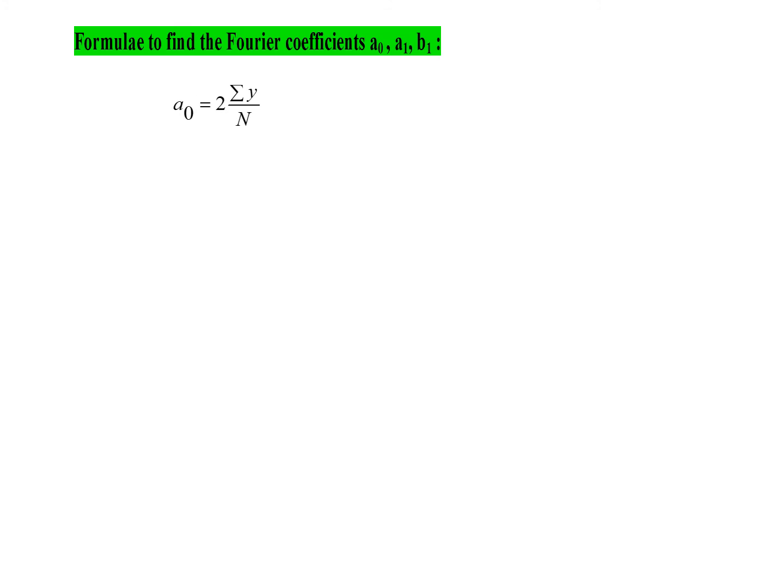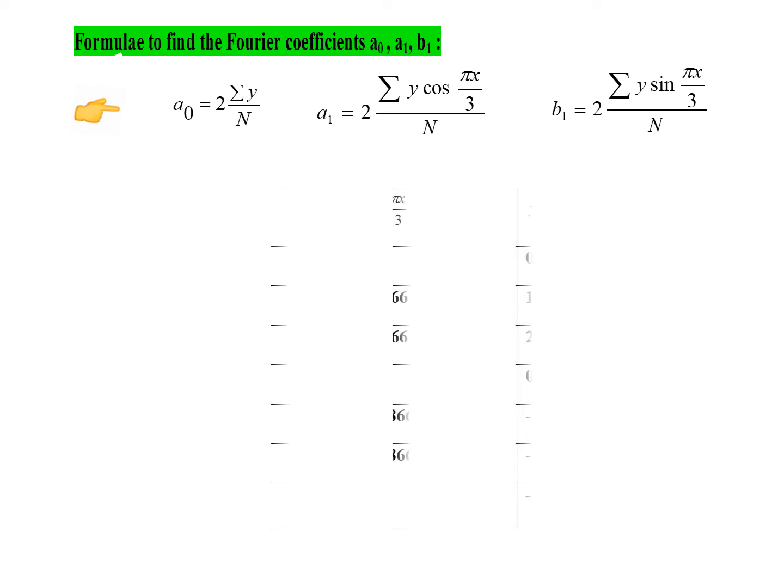And this is the formula for A0, A1 and B1 in L format. Remember, this is the formula in L format. Here L is 3, and also we should note that capital N is the number of data, and that is going to be 6 in this problem.